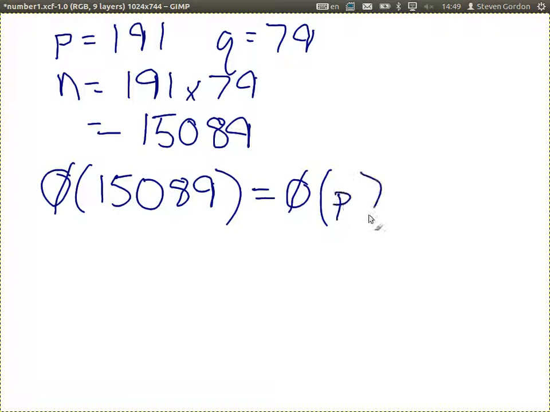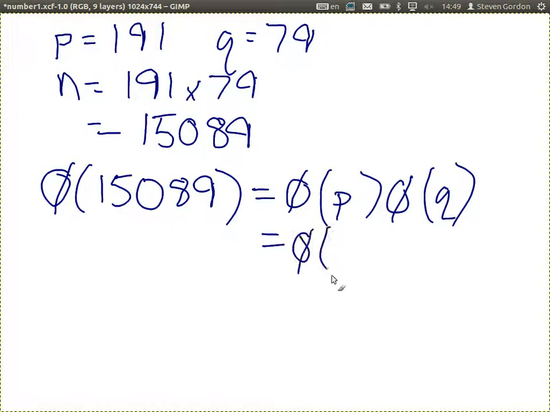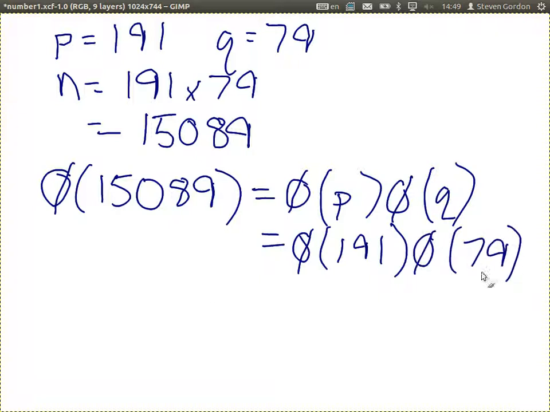multiplied by the totient of q in this case, which is the totient of 191 multiplied by the totient of 79. And because they are prime numbers, it's 190 times 78. Whatever that value is, I'll calculate in a moment.